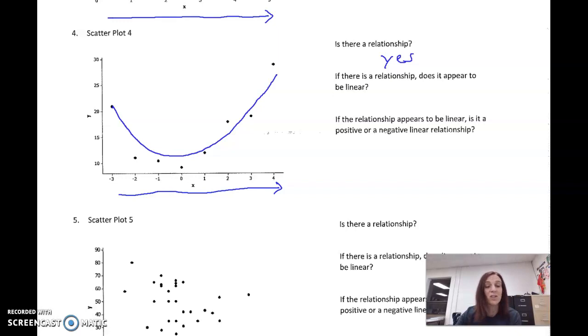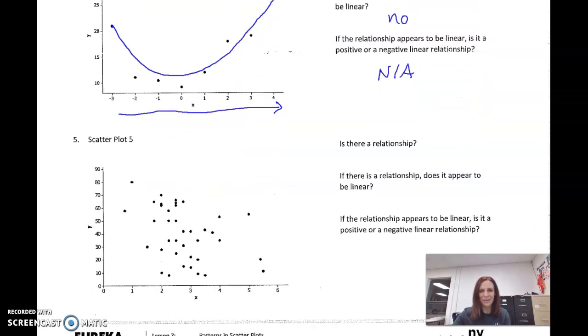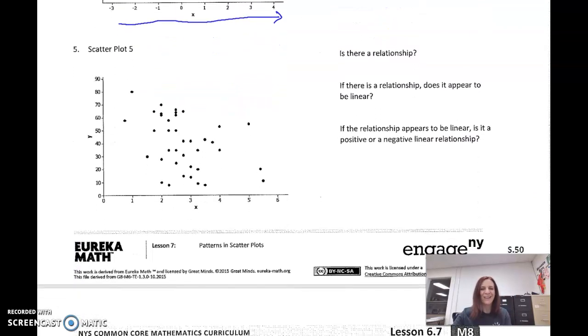So if there's a relationship, does it appear to be linear? No. Okay, this is looking like one of those curved lines. And if it's linear, well, remember it's not. So not applicable, not applicable. N/A. I just won't even try to say that word. Applicable. There we go. All right.